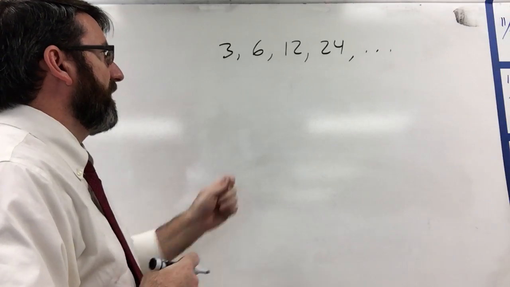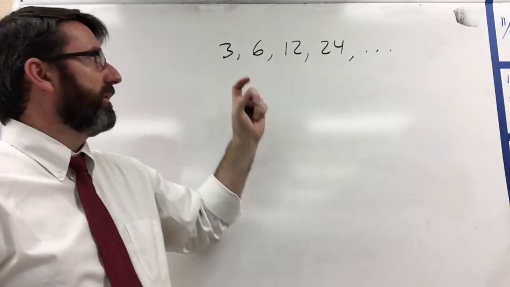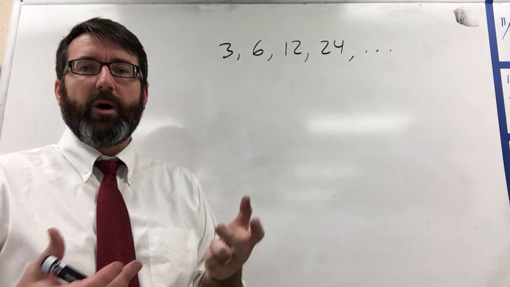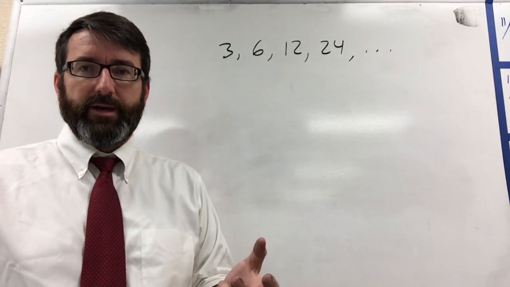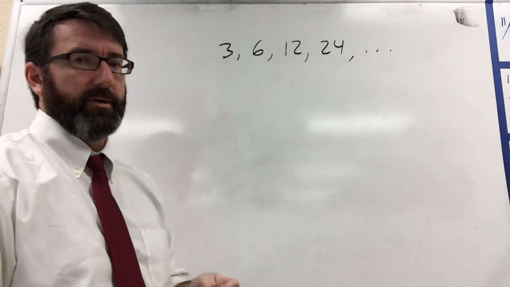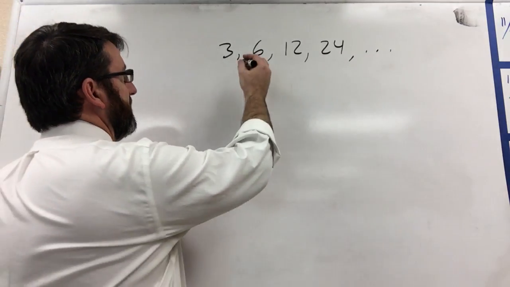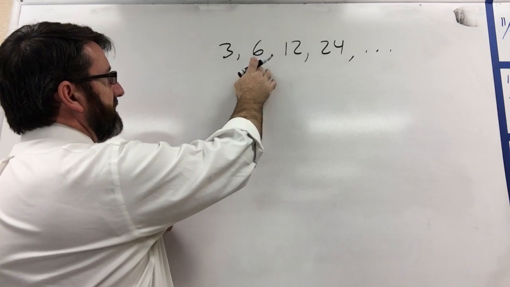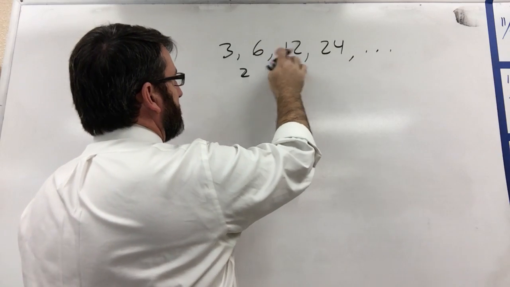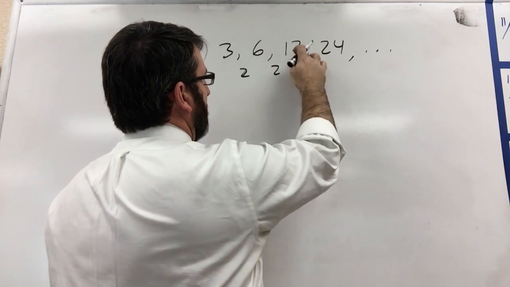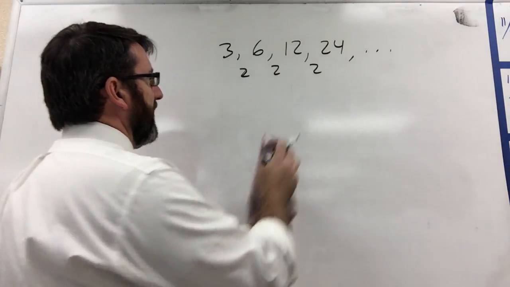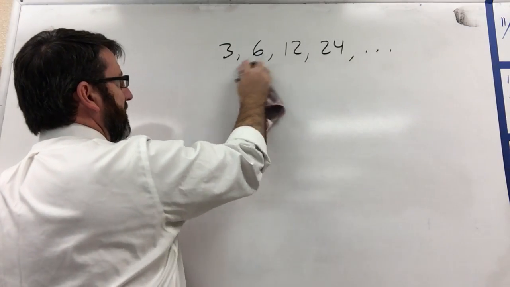So the first thing we need to do when we're looking at a geometric sequence is to figure out what the common ratio is. What is the number that we're multiplying by each time to get the next number in the sequence? So here we can see that 3 times 2 is 6. So we're multiplying by 2. 6 times 2 is 12. We're multiplying by 2 again. 12 times 2 is 24. We're multiplying by 2.